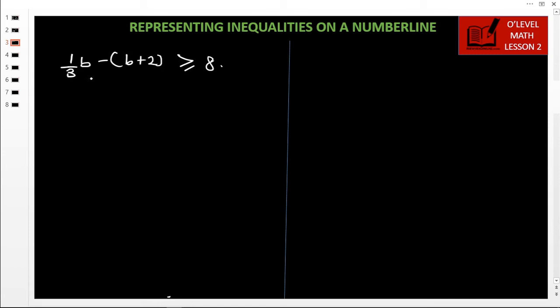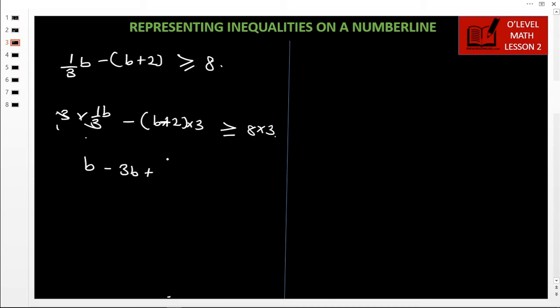So we are going to multiply through by the denominator, which is 3. So a third b times 3, minus brackets b plus 2 times 3, is greater or equal to 8 times 3. So 3 times a third b gives b, then minus 3 times b gives 3b, minus 3 times 2 gives 6, greater or equal to 8 times 3, that is 24. So we collect like terms: negative 2b plus 6 minus 6 is greater or equal to 24 minus 6.